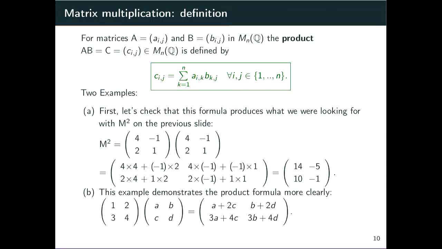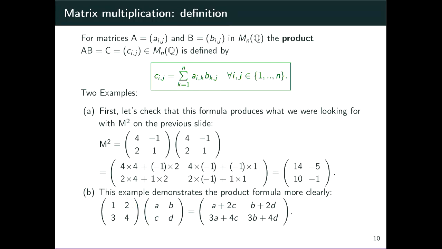Okay, and so maybe we can work through another example. If it's the first time that you've seen it, it's probably quite a lot to take in. So if we want to take the product of this matrix with this matrix, so these are different matrices this time, then we want to know what the entry here is going to be. Then it's going to be 1 times A plus 2 times C.